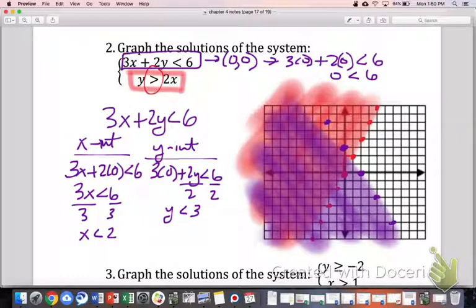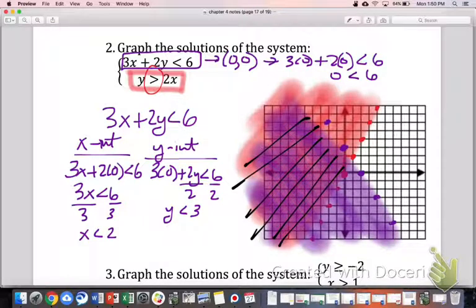I would say that this region over here is where the shadings overlap. And so where the shadings overlap, that's your answer, right? So we're not going to list out numbers here. It's simply going to be your graph where the shadings overlapped. That's your answer region.